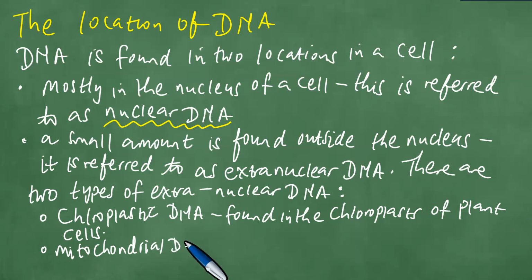Mitochondrial DNA. There is a type of DNA that is called mitochondrial, and there is another one that is chloroplastic. Obviously, we are speaking about the two types of extranuclear DNA. Mitochondrial DNA is a type of DNA, and there is also chloroplastic DNA. Let's speak about the mitochondrial DNA.